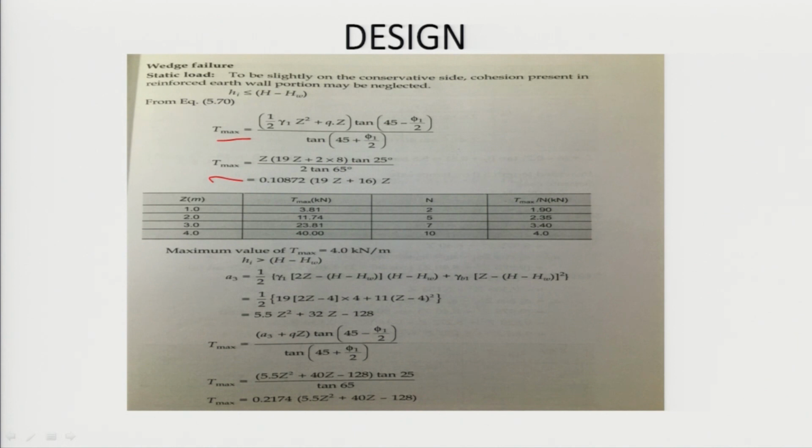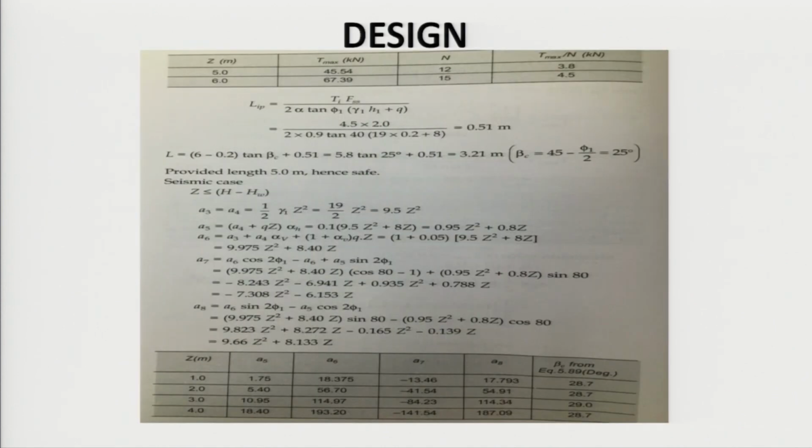We have to calculate here with the different condition. H1 should be more than H minus HW. And so in this way we can calculate the T max. Again this is the chart by which we can find out the different value. So LIP we can calculate, this is 0.51, L value is already given here. So for the seismic condition again we have to go in the same fashion that we have already calculated in the static case.